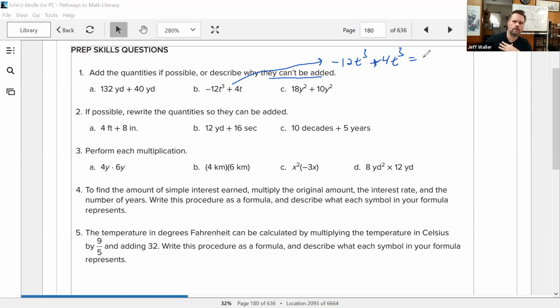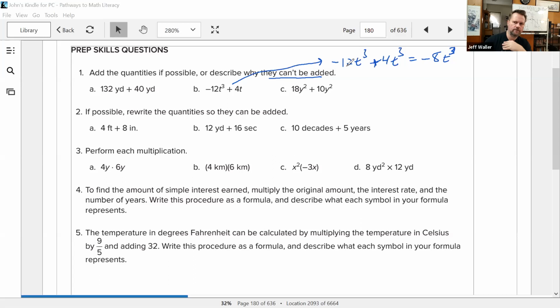Yes. What would this answer be? Negative 12t cubed plus 4t cubed? It's going to be a negative number, and we know it's going to be... I'm not subtracting anymore. Yeah, negative 8. Or you're subtracting.